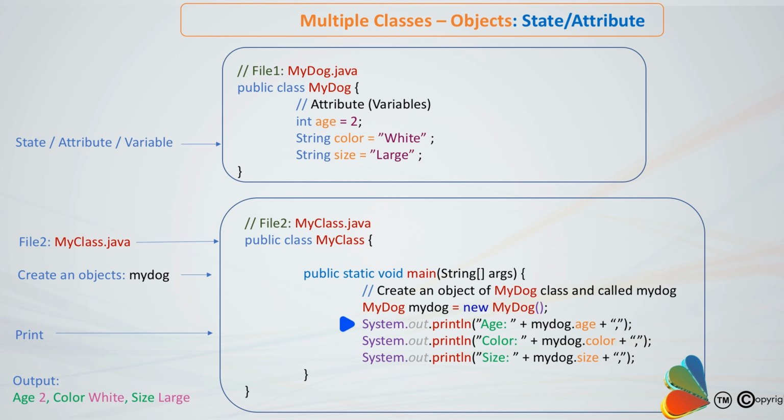To access the age, type my dog dot age, then print the value. To access the color, my dog dot color, then print the value. To access the size, my dog dot size, then print the value.